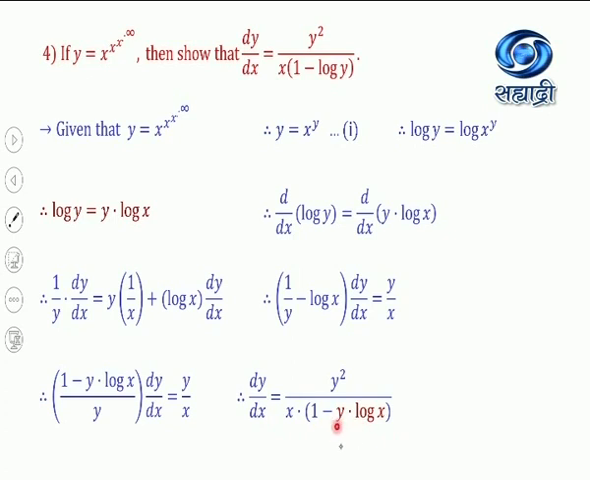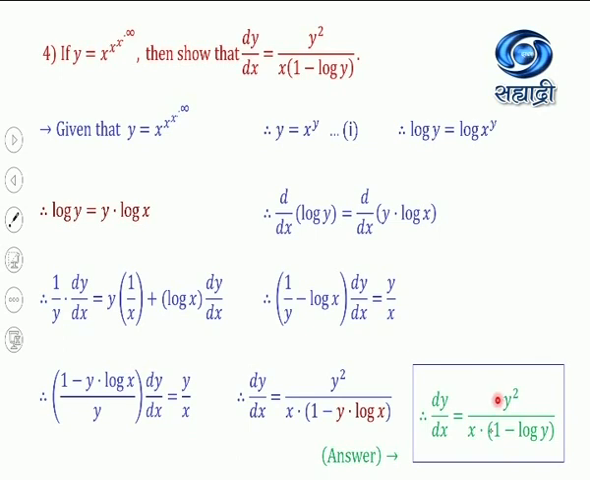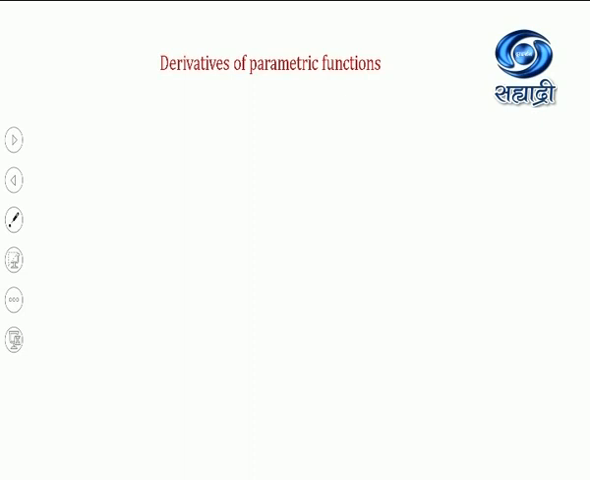Now here I mention this, y into log x is nothing but log y. And now we substitute the value of y log x equal to log y, and then we get y square upon x into (1 minus log y). But this shows our required answer, and we will write in this way: y square upon x into (1 minus log y). And now we will continue the next type here.